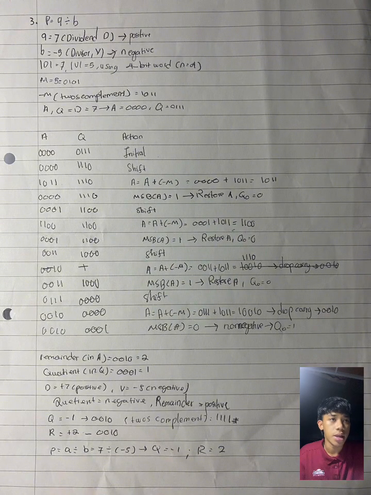Then for the, I think this is the last cycle, shift left. A becomes 011 and Q becomes 000?. Subtract M from A equals 0111 plus 10011 equals 10010. That is 5 bits, so we take 4 bits only. And then our answer is 0010.